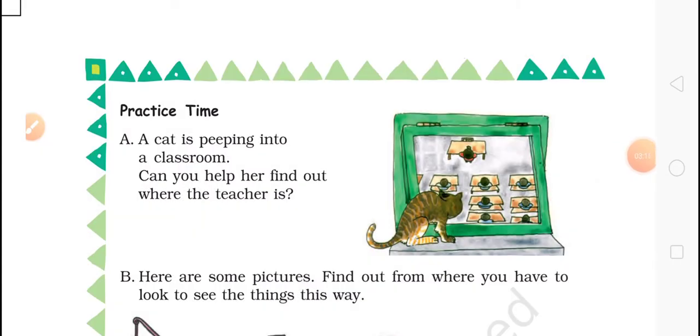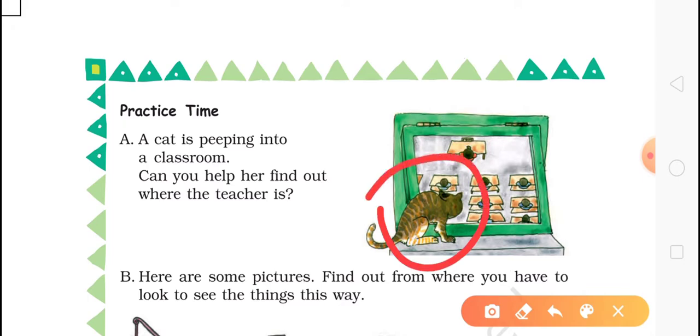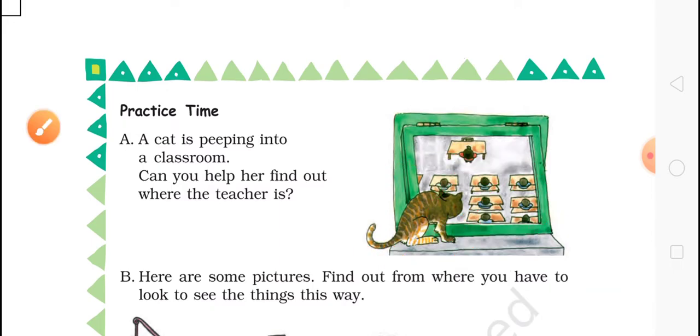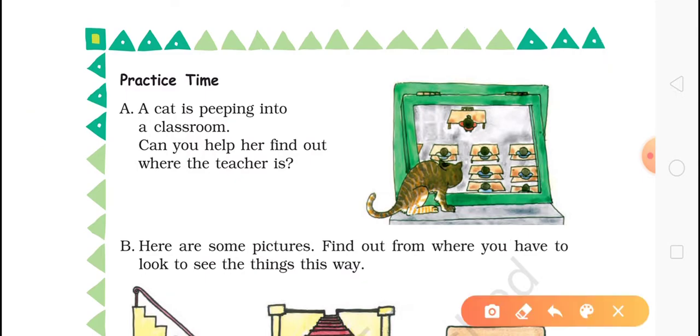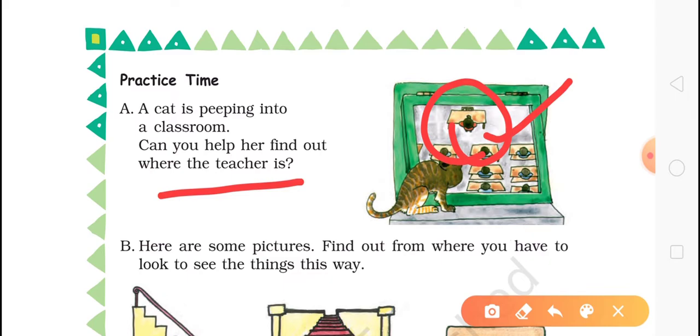Now page number 2. As you can see, a cat is peeping into a classroom. Can you help her find out where the teacher is? Now this cat is peeping inside the classroom. So this is the top view of the class. Students are sitting here and exactly in front of them the teacher is standing. So they have asked us, can you help her find out where the teacher is? Yes, because the teacher is standing opposite to the students. So here is the teacher.